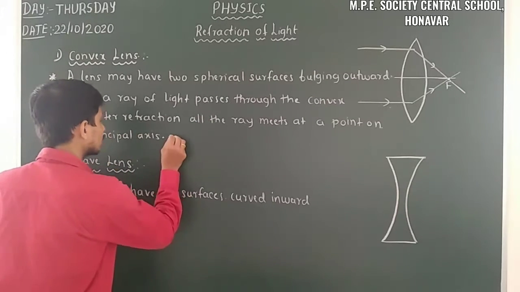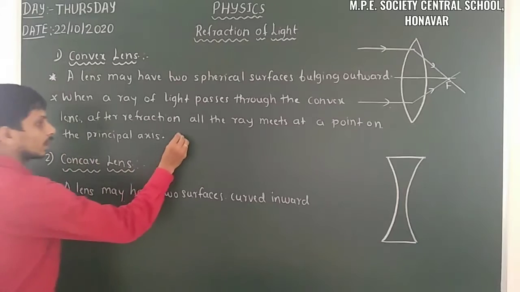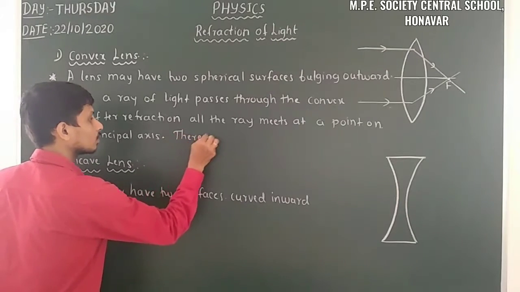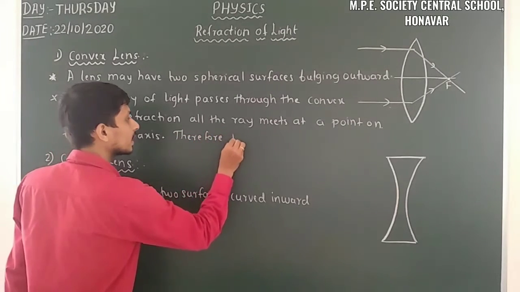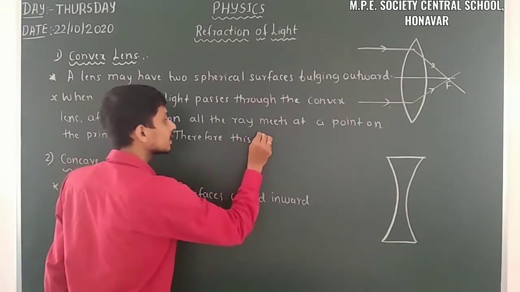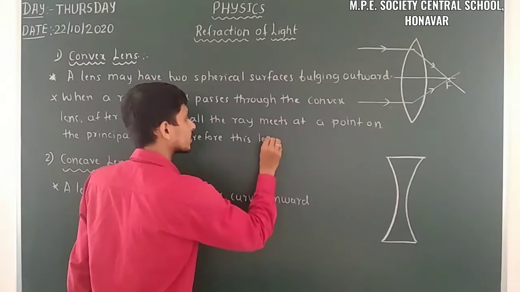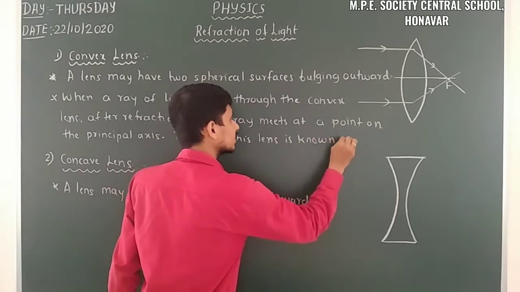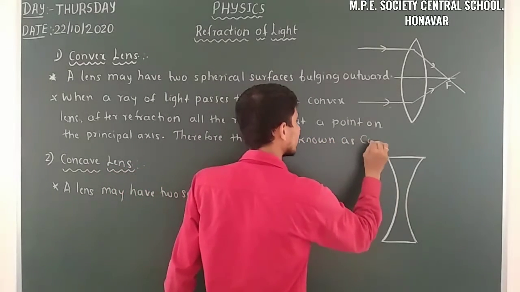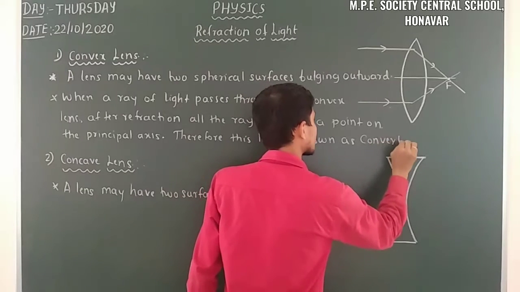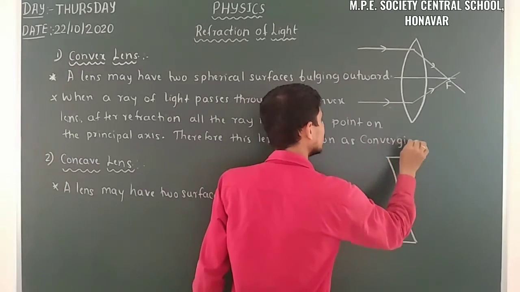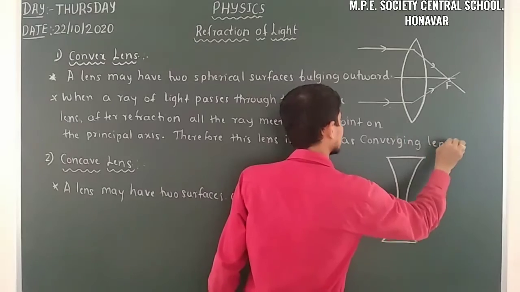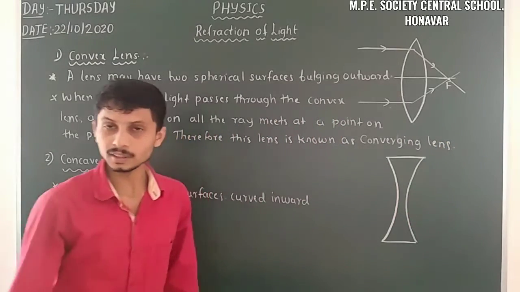Therefore here I will write, therefore this lens is known as converging lens. So let us know about the concave lens.